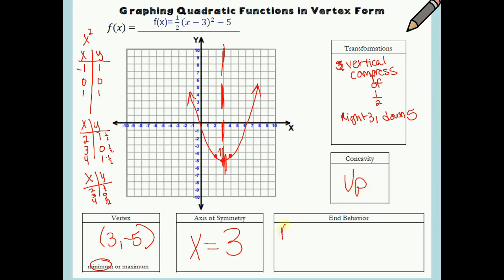End behavior, 2 guys we gotta check. As x goes to negative infinity, what is y doing? And as x goes to infinity, what is y doing? So as I'm going to negative infinity, it looks like I'm going to positive infinity on your y's. And as x goes to positive infinity, it looks like y's are also going to positive infinity.